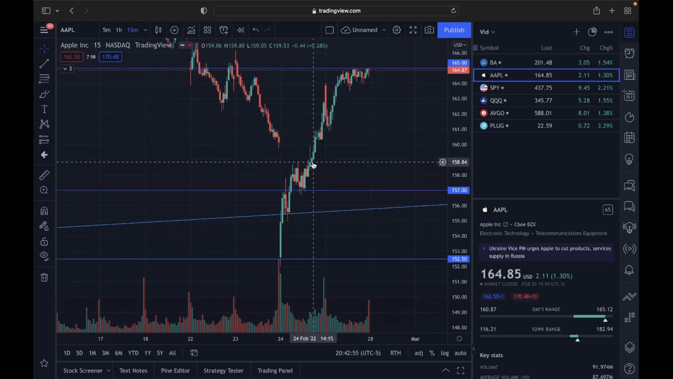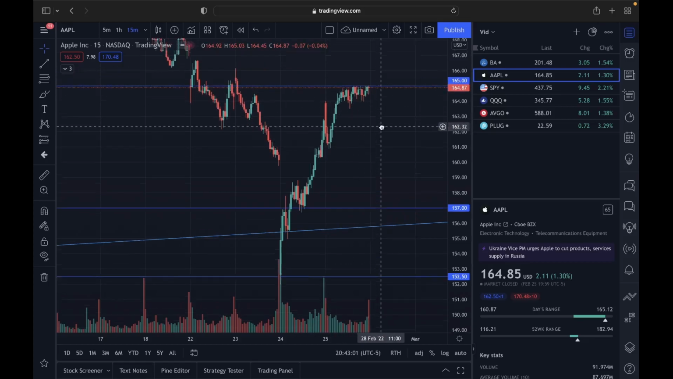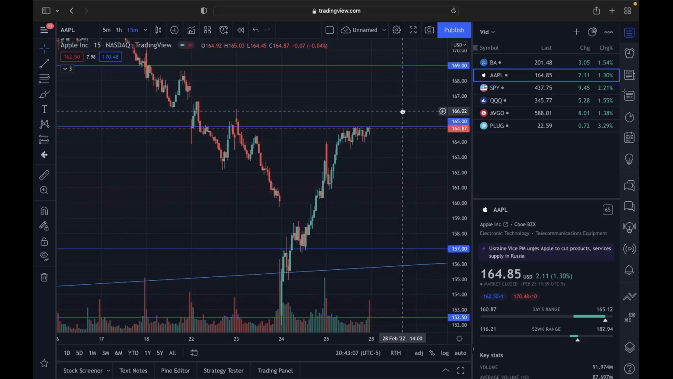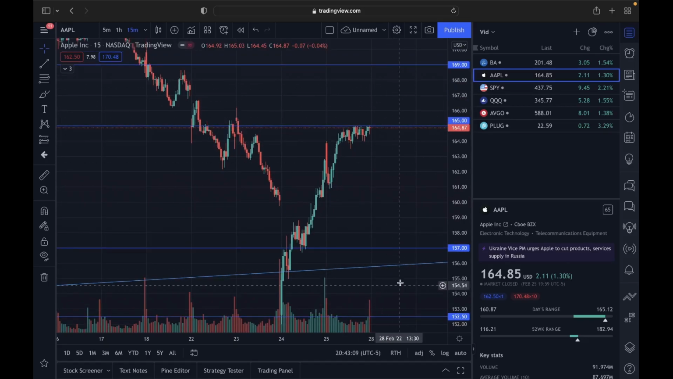So I entered once we got out of this consolidation level, and we moved right up to our next pivot, which is going to be our first target. Consolidated under that, so we'll see what happens in the next coming days if we break above and go to 169, or if we reject, come back down to 157. So this play worked out perfectly.